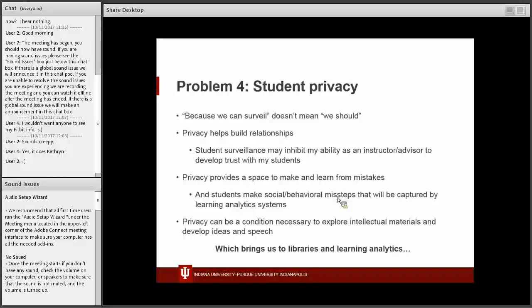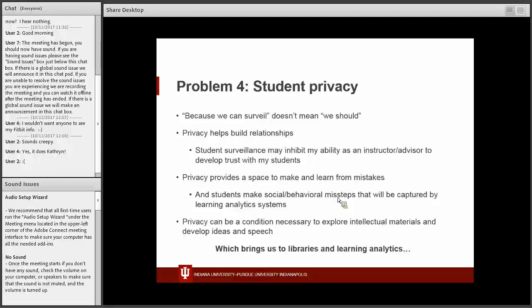Also, privacy provides us a space to make and learn from mistakes, right? If we're always worried that our mistakes are going to be recorded and analyzed and perhaps disclosed downstream, we're not going to be taking many risks anymore. And higher education is about risk-taking, both socially and intellectually. Students need a place where they can take those risks and make some mistakes. I know I did as an undergraduate. Hopefully I made fewer mistakes as a doc student. But yeah, we need those places to be able to explore. And privacy can be a condition necessary to explore intellectual materials and develop ideas and speech, and that should sound familiar to you as LAS professionals.